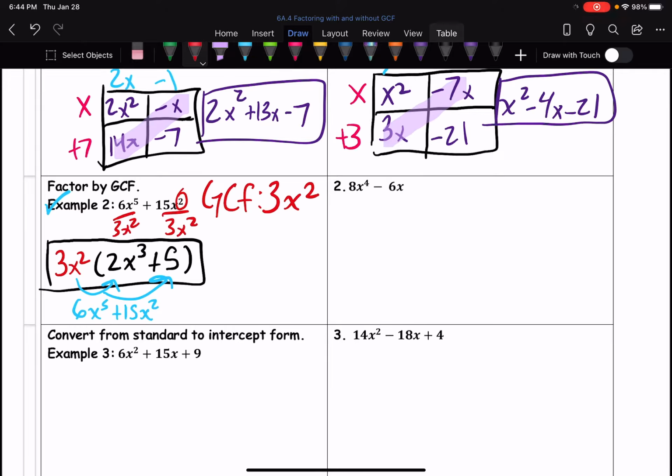Let's move on to example 2 on the right-hand side. So we've got 8x to the 4th power minus 6x.